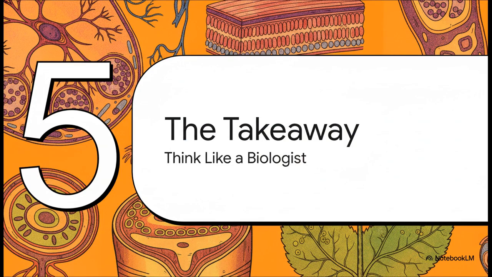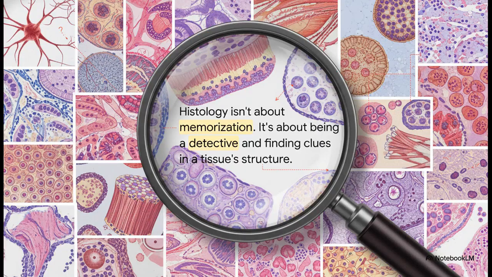So we've taken a tour through both the animal and the plant kingdoms, and the evidence is just overwhelming. So what's the big takeaway here? What does all this mean? The grand principle is this. Histology, the study of tissues, it's not a memory game. It's a logic puzzle. If you can look at the structure of a tissue, its shape, its layers, what's between the cells, you can actually deduce what it does. You can think like a biologist.